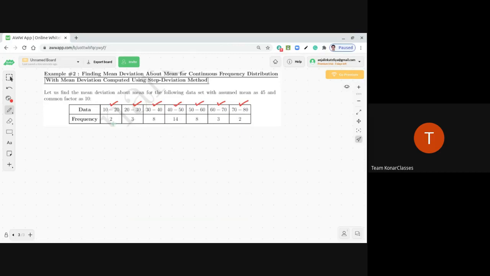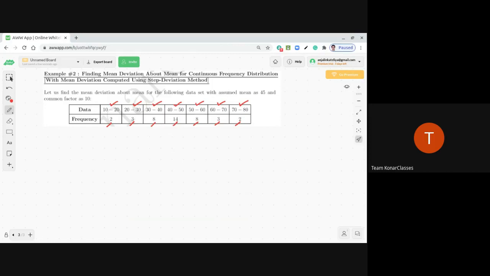So 10 to 20 with frequency 2, 20 to 30 with frequency 3, 30 to 40 with frequency 8, 40 to 50 with frequency 14, 50 to 60 with frequency 8, 60 to 70 with frequency 3, and 70 to 80 with frequency 2. Now, let us find the mean deviation about the mean for the following data set with assumed mean as 45. That is the A, right?